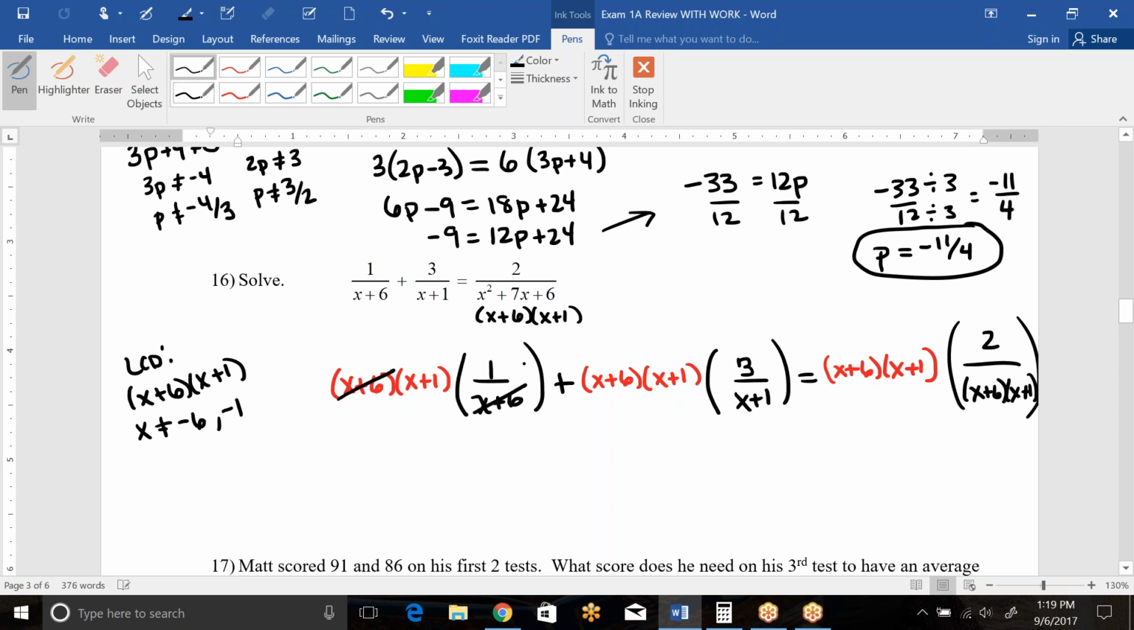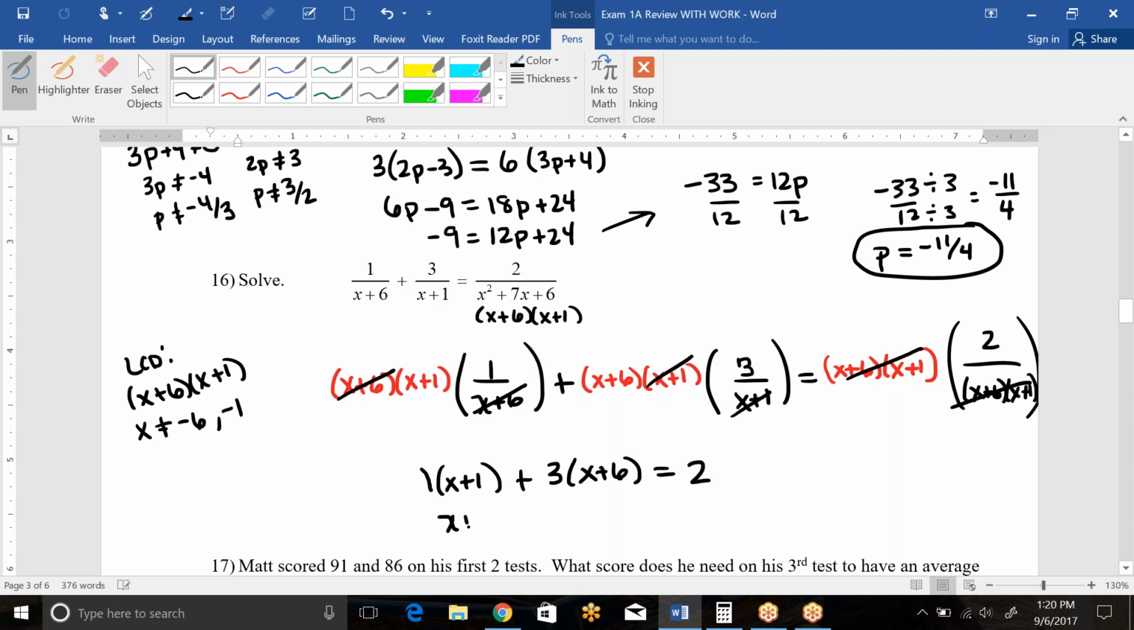So the x plus 6 cancels here. You take the numerator times what's out front, so it's going to be 1 times x plus 1, which we will distribute in a minute. The x plus 1's cancel in the second one, so that's a positive, and then a 3 times the x plus 6 out front equals, and then all the denominator cancels here with everything out front, so it's just 2.